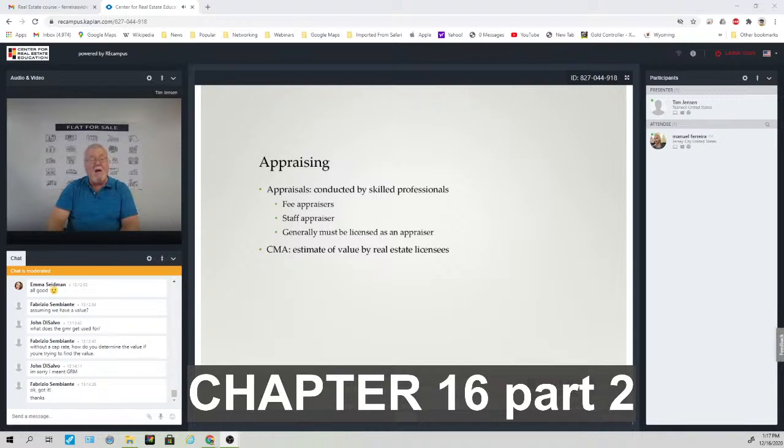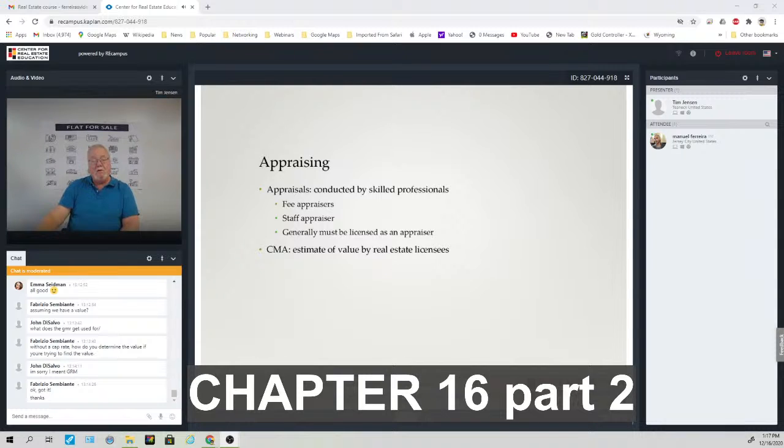The FHA hires its own appraisers because they have a very unique way of giving certificates of value as appraisal readings. So they have to be trained in certain government forms, and they all have to be licensed. So there's fee appraisers, guns for hire, anybody can work for anybody, or staff appraisers hired as an appraiser for a specific purpose or company.